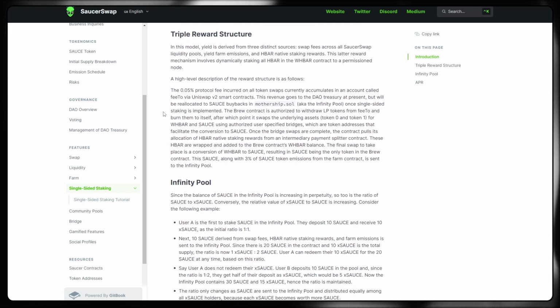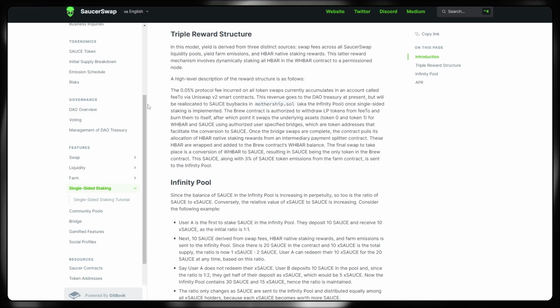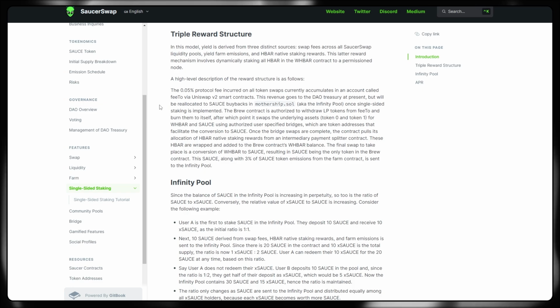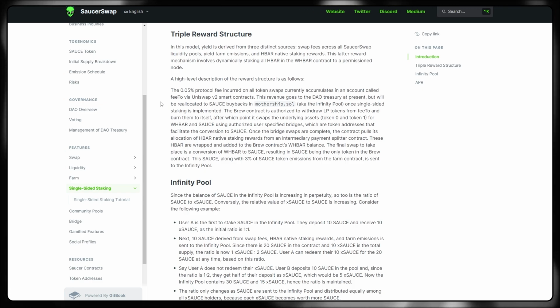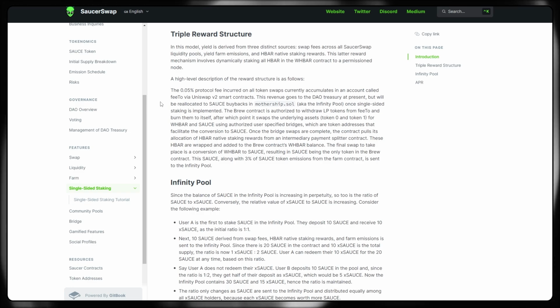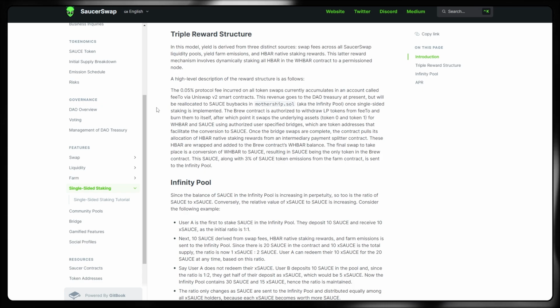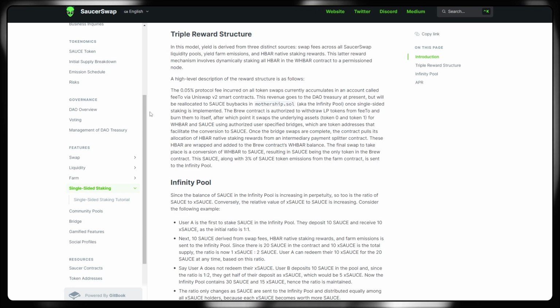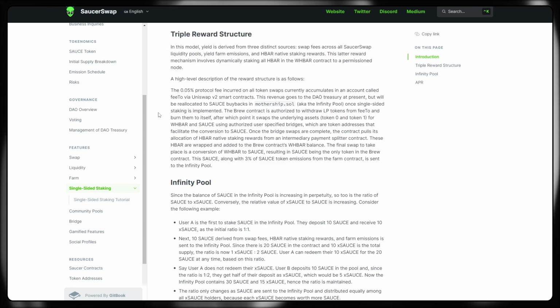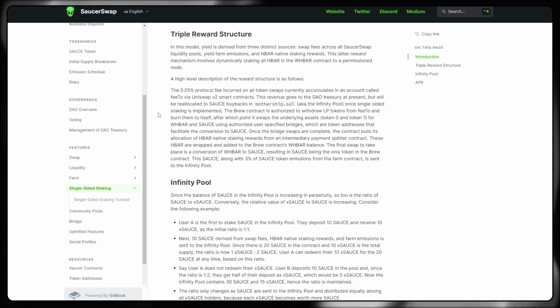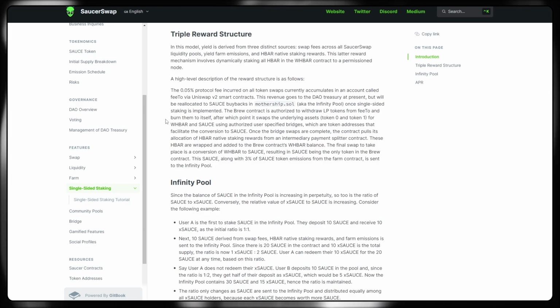The 0.05% protocol fee incurred on all token swaps currently accumulates in an account called the fee2 via Uniswap V2 smart contracts. This revenue goes to the DAO treasury at present, but will be reallocated to source buybacks in the mothership.sol, aka the infinity pool. Once single-sided staking is implemented, the brew contract is authorized to withdraw LP tokens from the fee2 and burn them to itself, after which point it swaps the underlying assets, token 0 and 1, for wrapped HBAR and source tokens using authorized user-specific bridges, which are token addresses that facilitate the conversion to source.